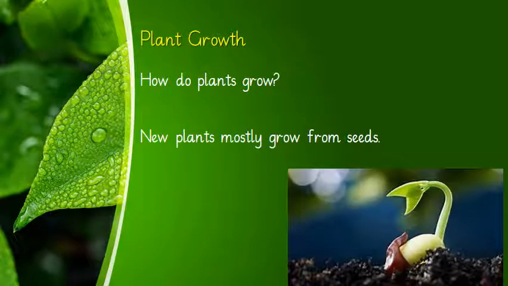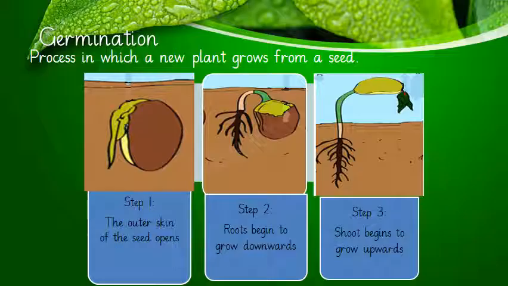Plant growth. How do plants grow? How do we get new plants? New plants mostly grown from seeds. We sow the seeds into the soil and we get new plants. This process in which a new plant grows from a seed is called germination. Let's discuss the steps of germination starting from step 1.